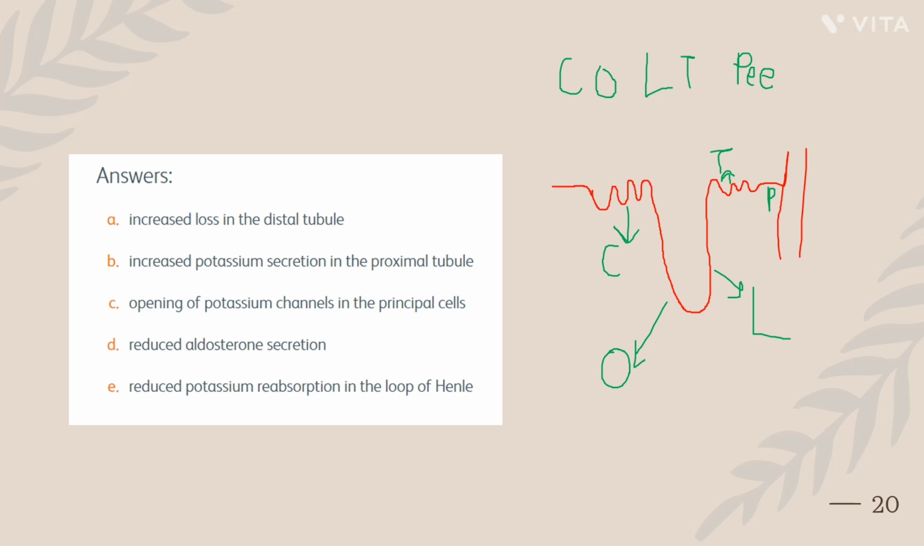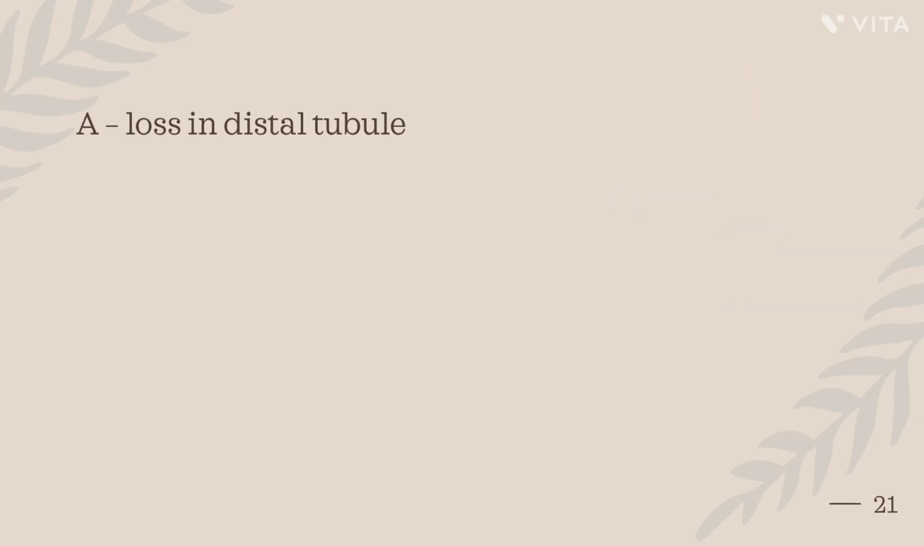So here, increased loss in distal tubule. So it is acting on the distal tubule. Increased potassium secretion in proximal tubule. That is wrong because it is not acting on the proximal tubule. Opening of potassium channel in principal cells. Reduced aldosterone secretion. Reduced potassium reabsorption in loop of Henle. So the answer is increased loss in distal tubule. That is where it is acting.